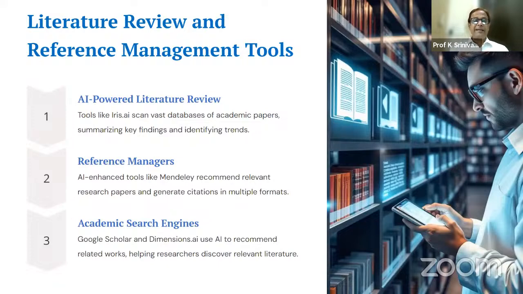Okay, so Google Scholar, and very importantly, and of course, just mentioned few only, not necessarily. Dimensions.ai use AI to recommend related works, helping researchers discover relevant literature.